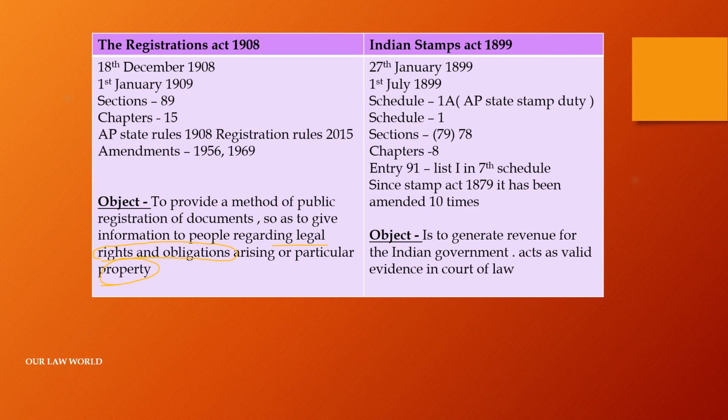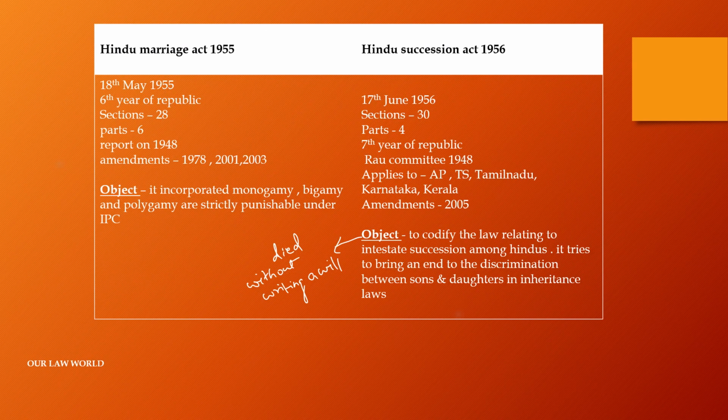The next act we come across is the Indian Stamp Act 1899. The dates are 27th January 1899 and 1st July 1899. It has 78 sections, the 79th one is repealed, and it has 8 chapters. These two acts are among the simplest, minimal acts for prelims preparation and a good scoring part.